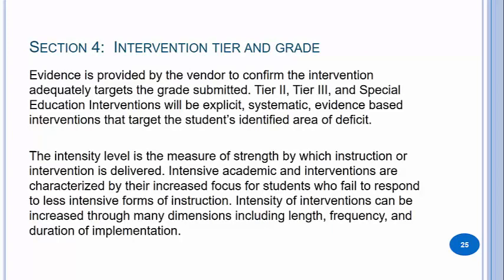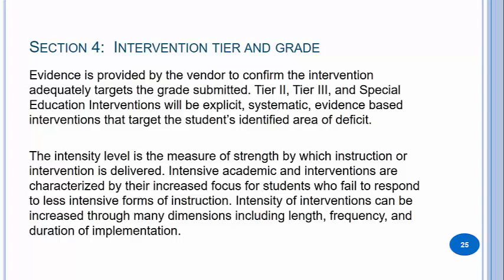The intervention tier and grade, this kind of goes back to that chart we showed you on the continuum: what level of support does a student need? Do they need Tier 2 intervention? Do they need Tier 3 intervention? Do they need special education intervention? So when we're asking programs to submit to us, we wanted them to self-identify. Do you identify your intervention as a lower level Tier 2 intervention, or a more intensive Tier 3, or the most intensive special ed intervention?